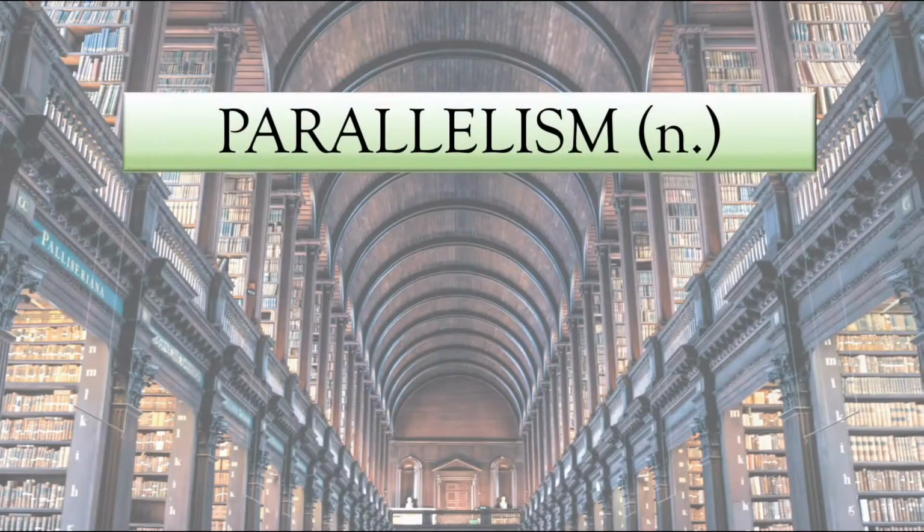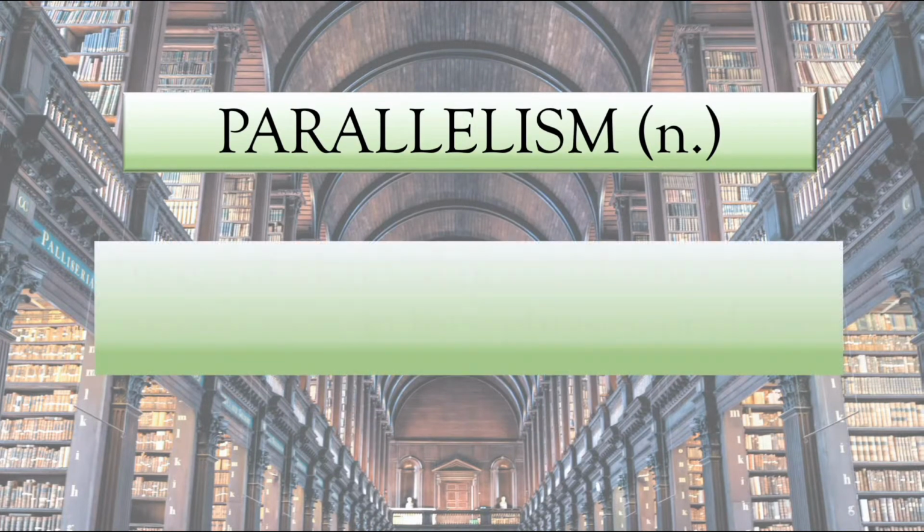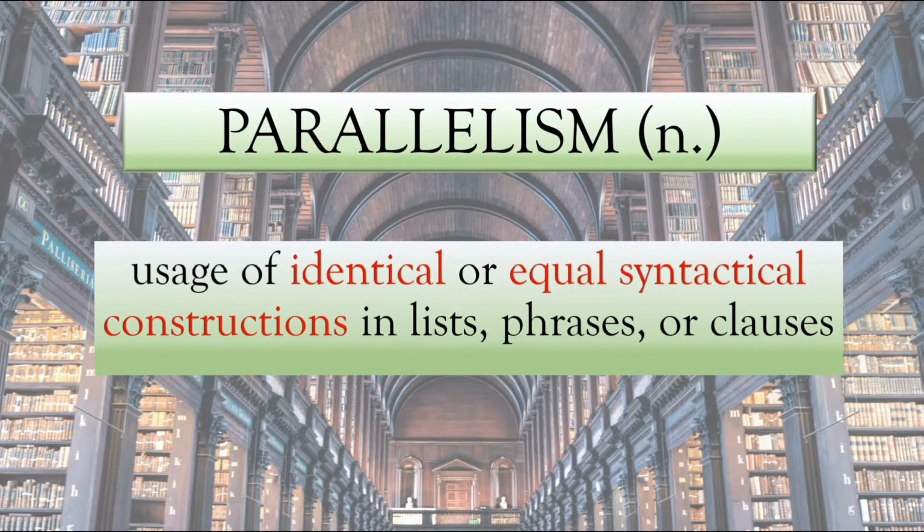So let's go to the definition of parallelism in the English language. Parallelism is the usage of identical or equal syntactical constructions in lists, phrases, or clauses. In other words, parallelism is having the same order or structure. Alright guys, so that's the meaning of parallelism.